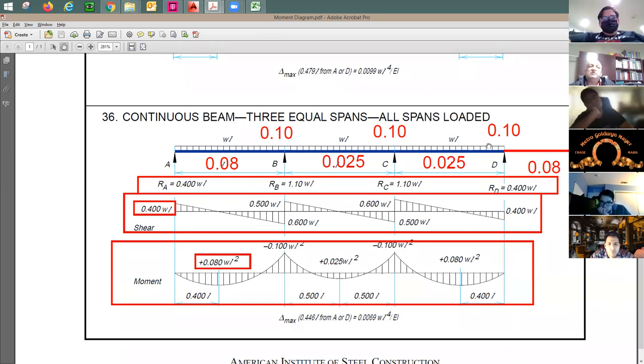So you don't really need to do the structure analysis and spend the time to do it, but instead, here's the first moment. This is going to be the positive moment. This is going to be the negative moment. You see how they draw the moment? They do it on the tension side, opposite to what you are used to.